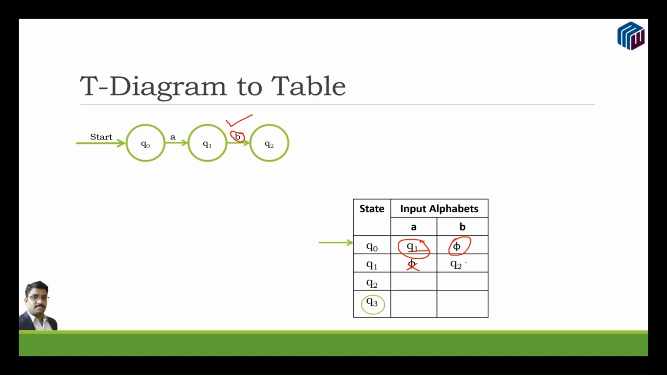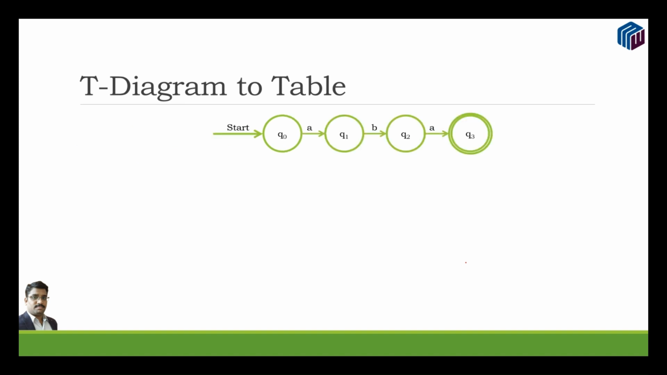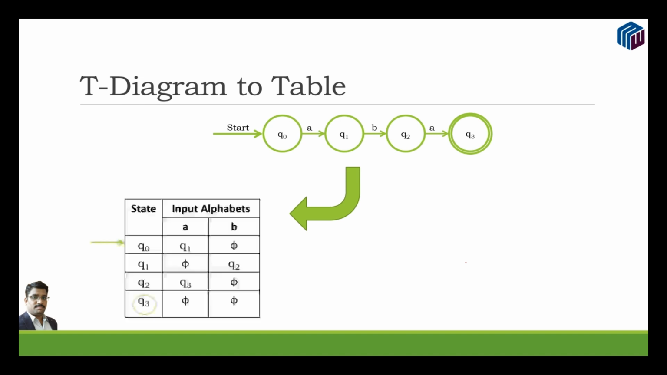Clear? Next, for the remaining states, we consider the graph or transition diagram like this: Q0, Q1, Q2, Q3 with the alphabets A, B, A. The final transition table will look like this. We have the states Q0, Q1, Q2, Q3. Q0 is the starting state, Q3 is a final state, so it is a circle. Here we have Q1 on A moving to the state Q1.